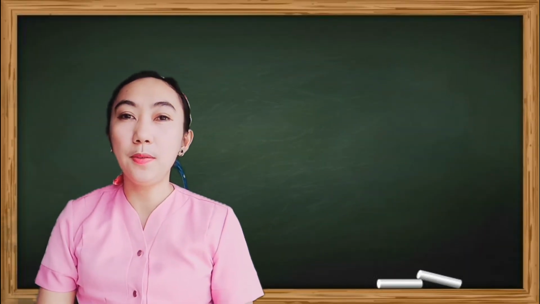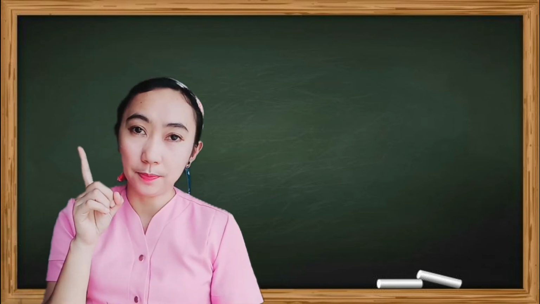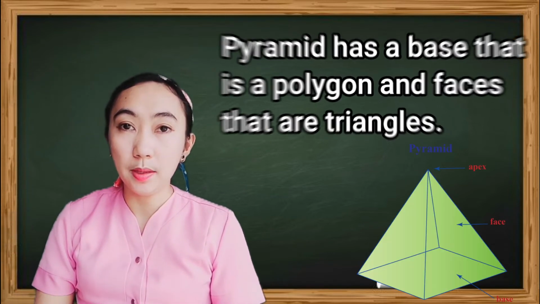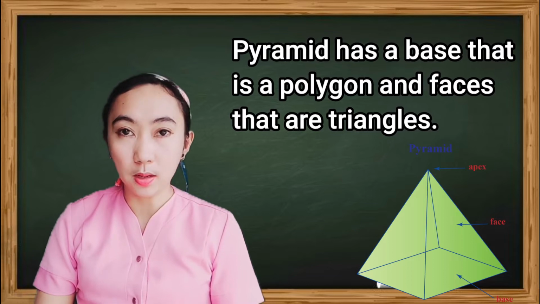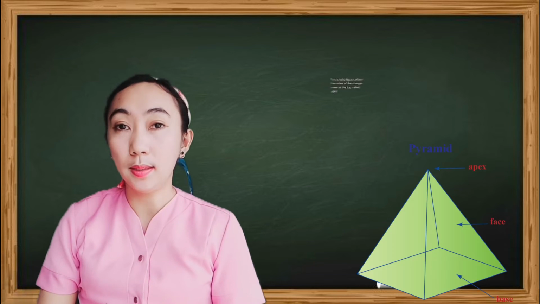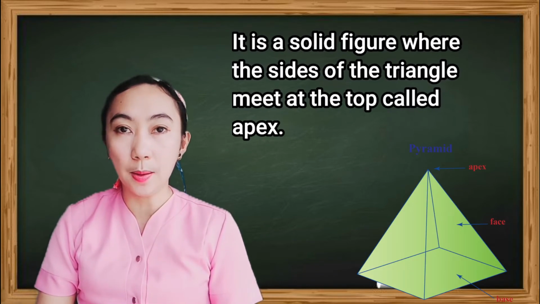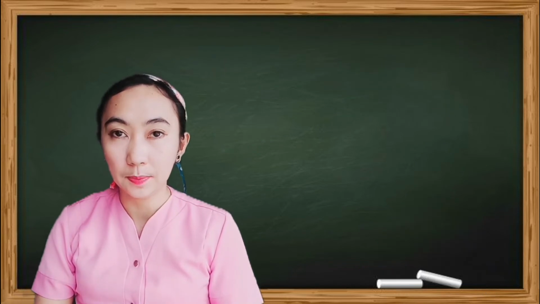Third type of solid figure is a pyramid. How do we describe a pyramid? A pyramid has a base that is a polygon and faces that are triangles. It is a solid figure where the sides of the triangles meet at the top, called the apex.